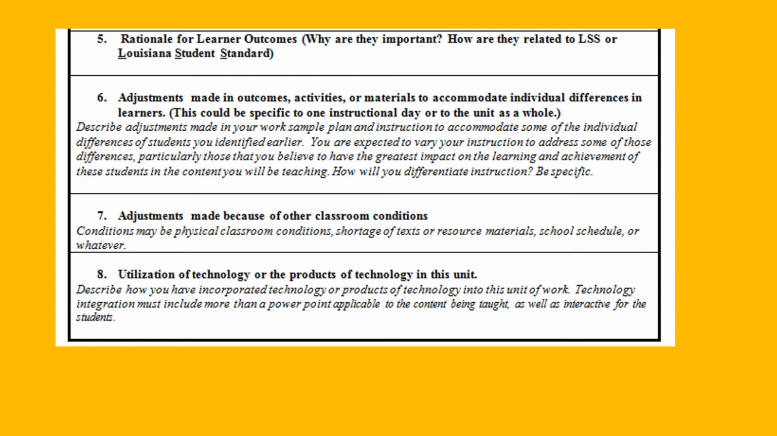Any adjustments that you need to make might have to do with the availability of technology, or they might have a lot of technology, but it's not all working. The number of texts you may have. You might have to break up your teaching because lunch falls in the middle of it. So these are adjustments that you're making because of classroom conditions. Next is utilization of technology or other products of technology in this unit. So this has to do with teacher and student.